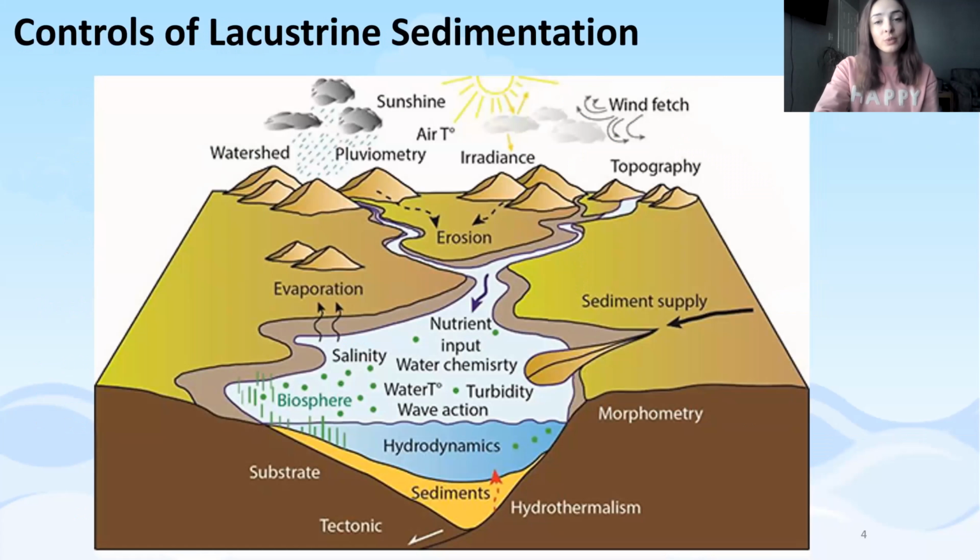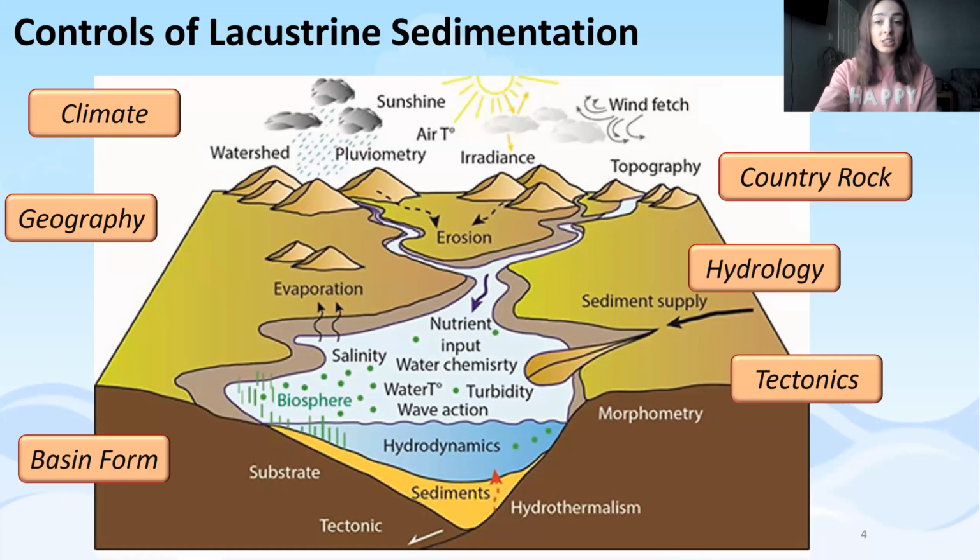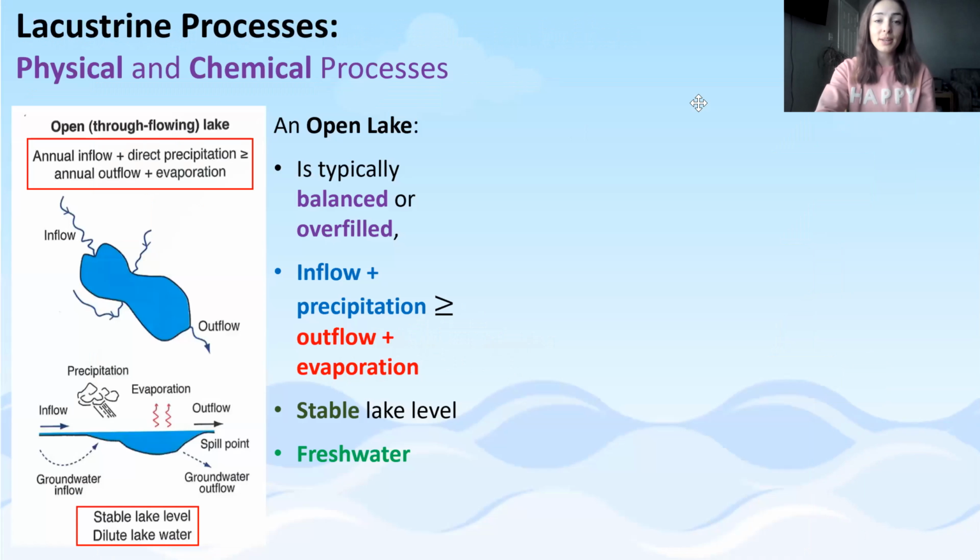But first, let's go over what factors control lacustrine sedimentation. These factors include, but are not limited to, climate, geography, tectonics, basin form, hydrology, composition of the country rock, and the nutrients available. So now to get into more of the classifications we were talking about, we'll talk about open and closed lakes first. And this has to do with the physical and chemical processes that control lake sedimentation.